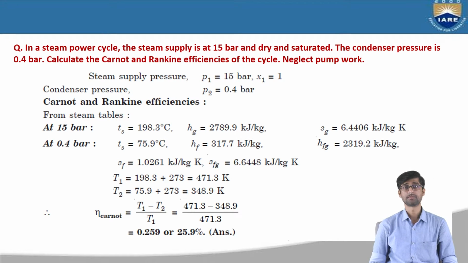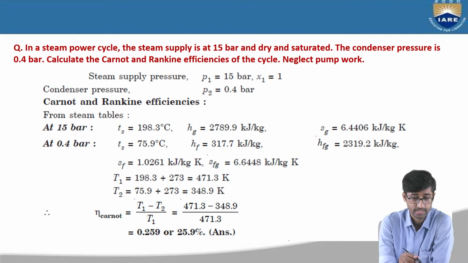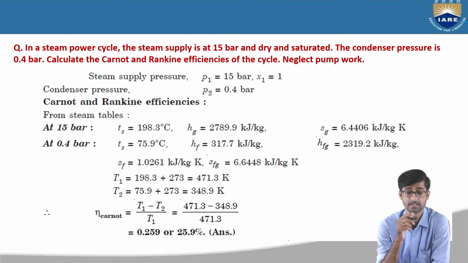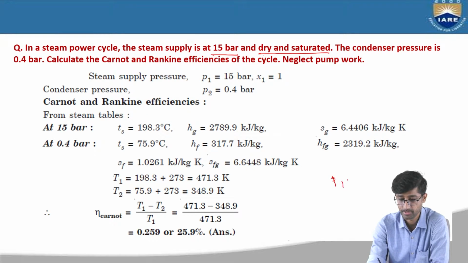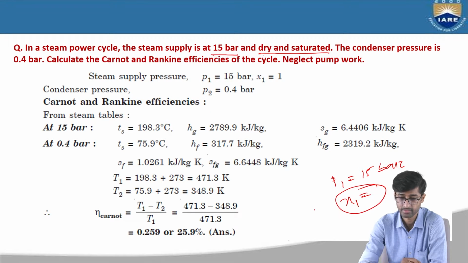So let us solve some numericals based on these Rankine cycles. Now the question is given: in a steam power cycle, the steam supply is at a pressure of 15 bar and dry saturated. The initial condition of steam is given: P1 pressure 15 bar, and it is dry and saturated, right? That means your X1, this dryness fraction, should be 1.